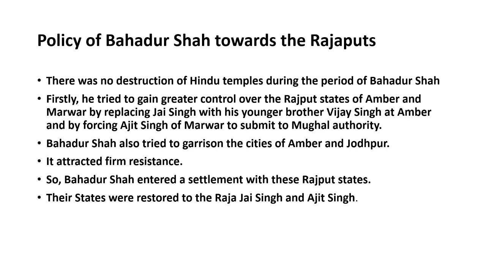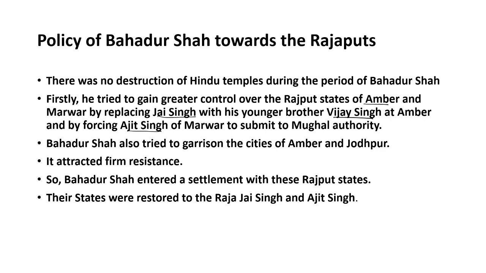With regard to the Rajput policy followed by Bahadur Shah, he tried to establish control over two Rajput states. One was Amber and the other one was Marwar. Jai Singh was the ruler of Amber. Bahadur Shah wanted to replace Jai Singh with his younger brother Vijay Singh as the ruler of Amber. He also forced another Rajput ruler, Ajit Singh of Marwar, to submit before Mughal authority.